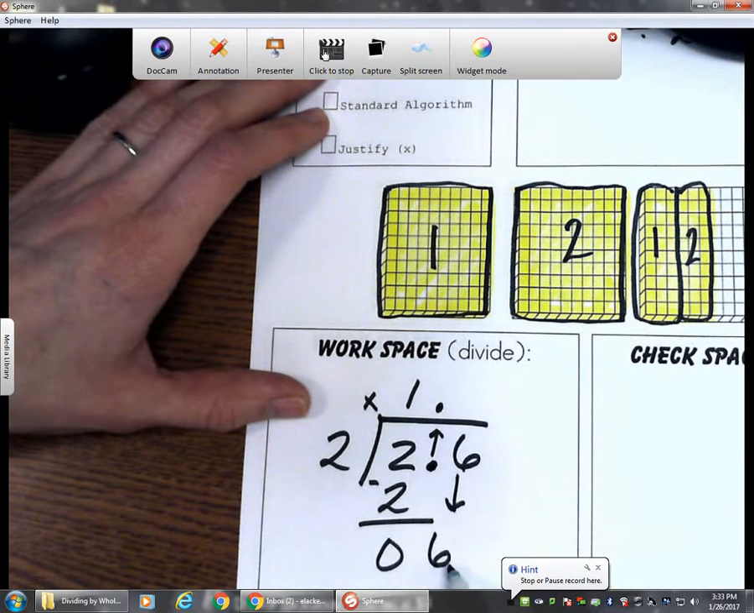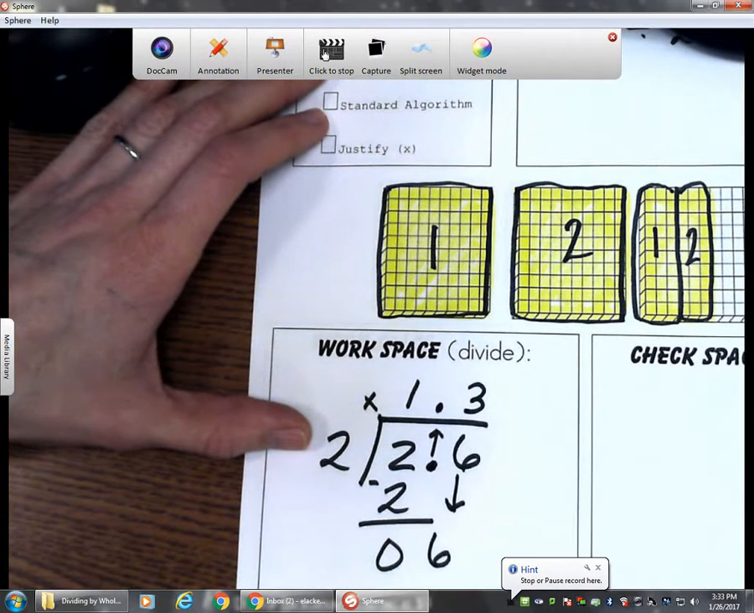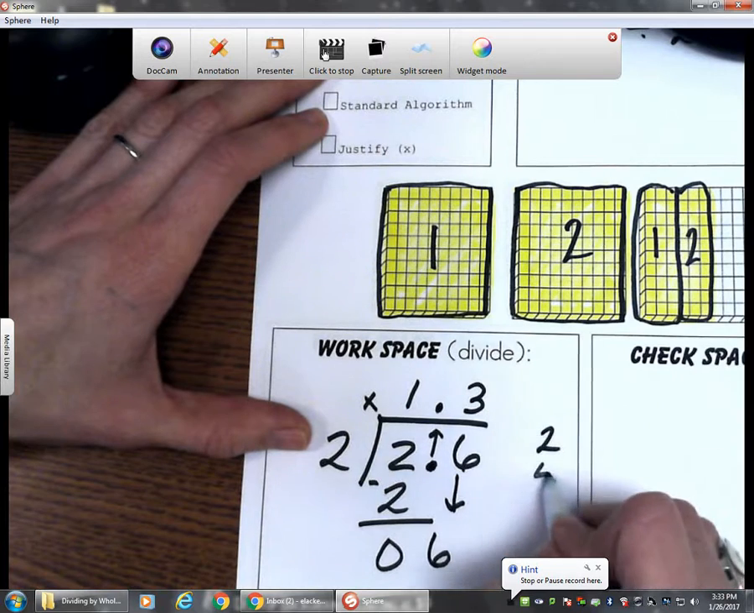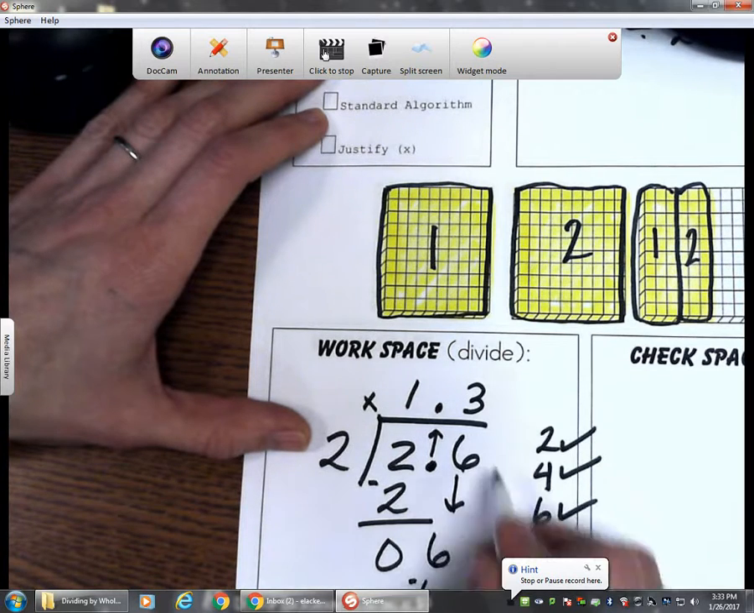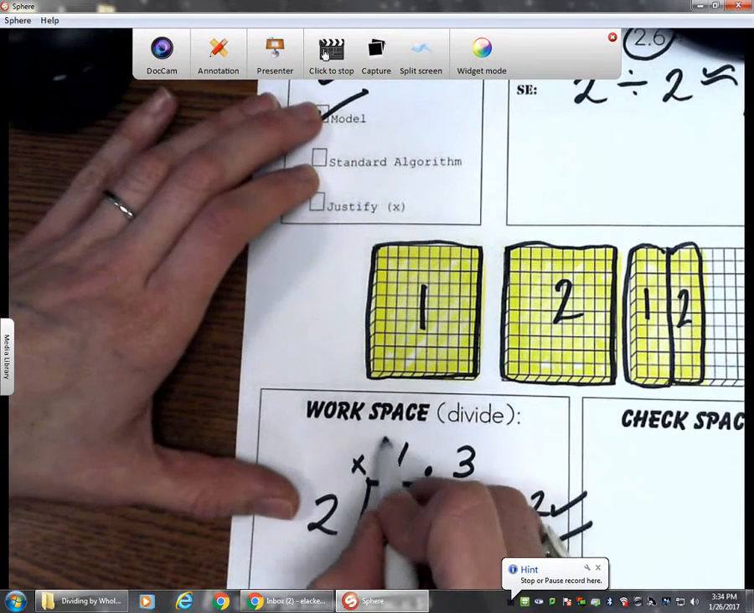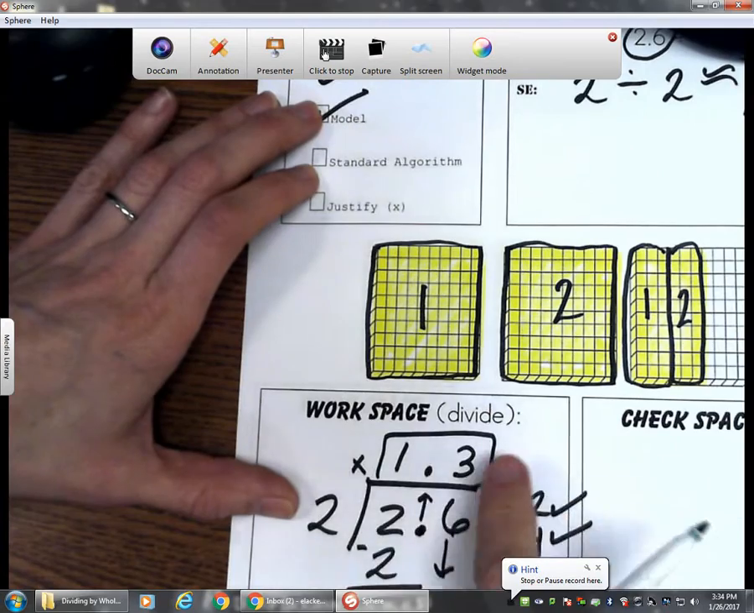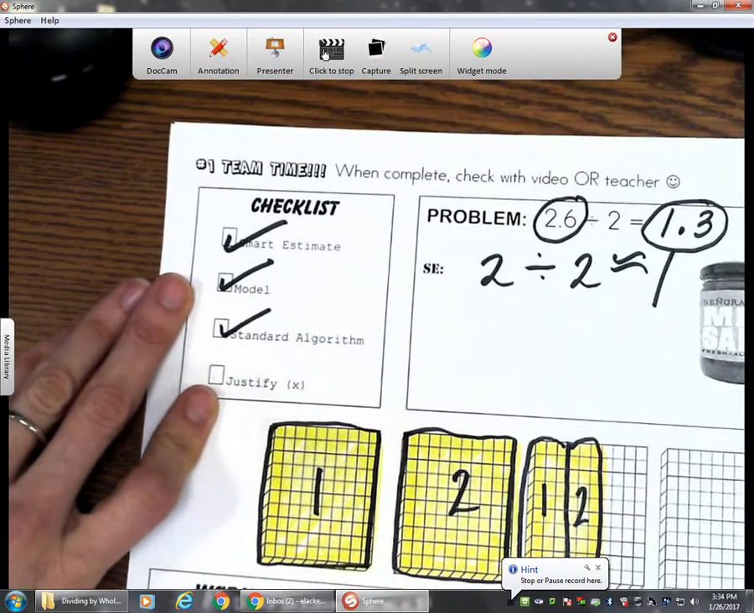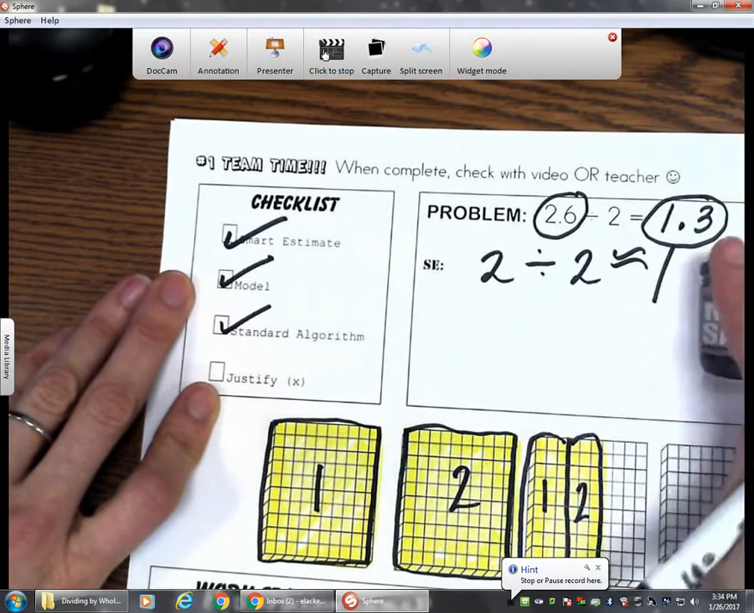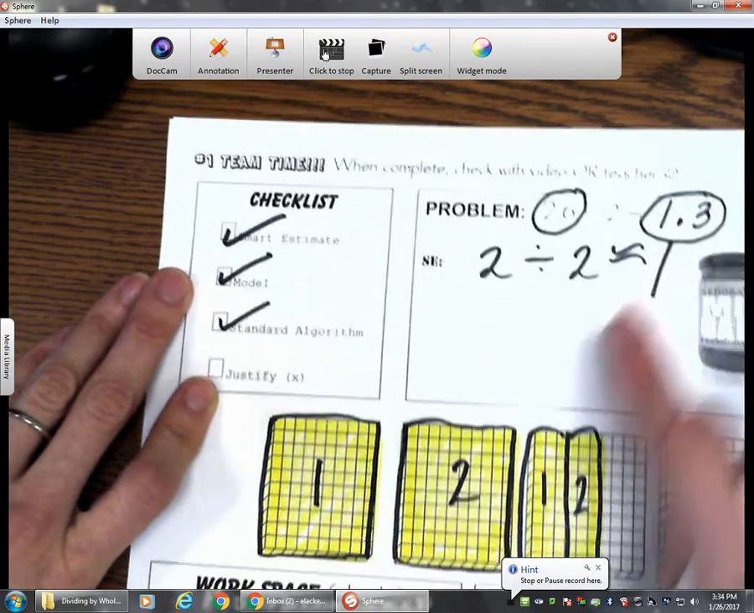2 goes into 6 3 times. And if you needed to make your multiples, that's fine. So 2 goes into 6 3 times. And that is 6. Subtract, you get 0. Nothing else to bring down. So my answer, or my quotient, is 1 and 3 tenths, which matches my model. So far, I'm in pretty good shape since everything's lining up, my estimation, my model, my standard algorithm, and now I can check.